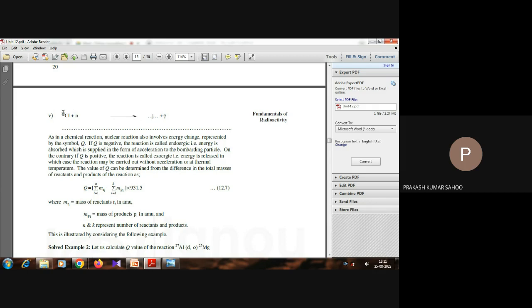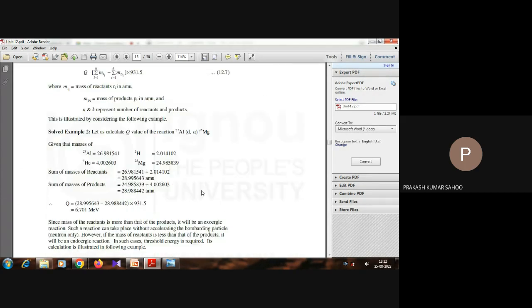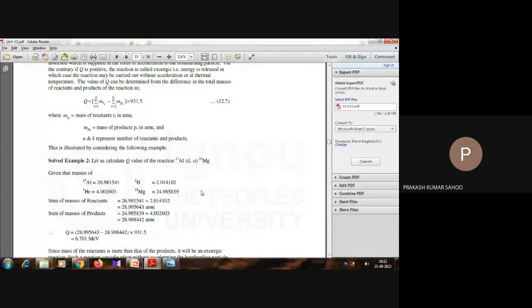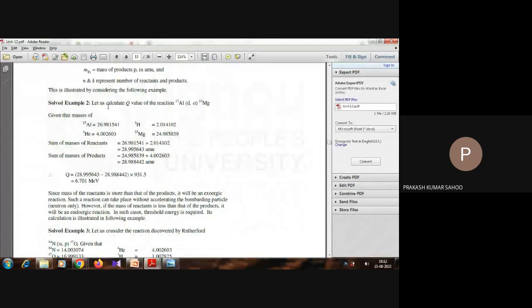So 35 becomes 36, and the atomic number becomes the same. That's why the element is also the same: chlorine. Then we have, just see here, the calculation of Q. Q means the amount of energy. So how to calculate it?